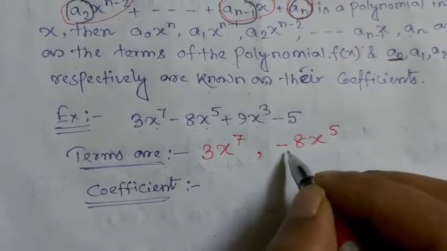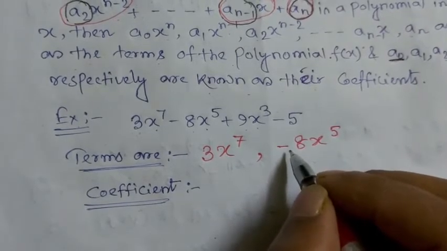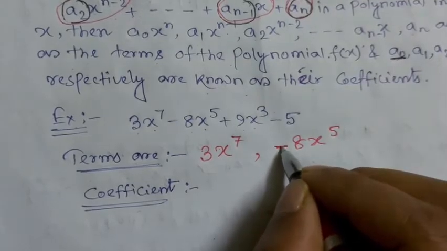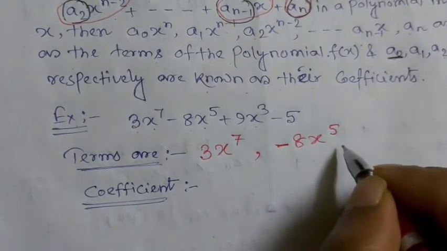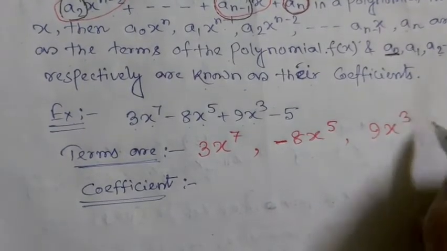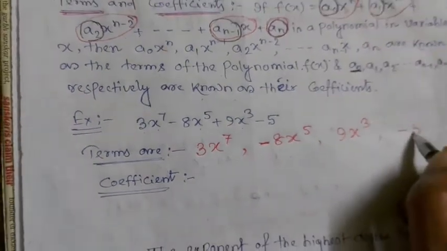Here you have to write the sign. If the positive sign occurs, then you write "may or may not be." But if the negative sign occurs, then you must write this one: minus x to the power 5, 8x to the power 5, then 9x cube, and the last one is minus 5.